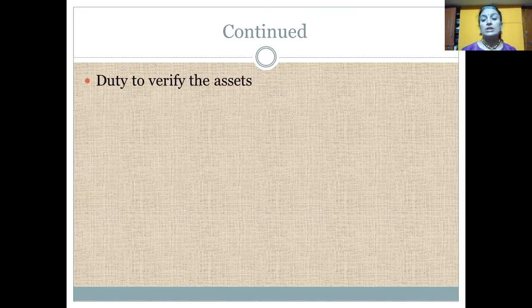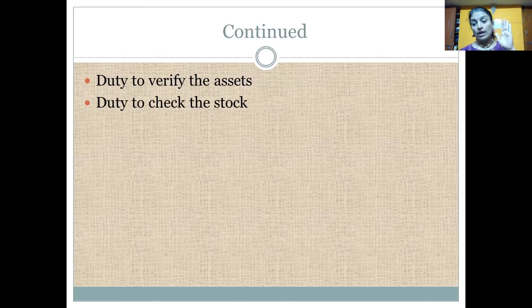Duty to verify the assets. So books of accounts reveal the assets, but whether what is shown in the accounts is in reality or not. So physically, assets should be verified. Their market value and book value should be compared. Their depreciation should be analyzed and assessed, and land, building, machines, everything should be verified physically. Duty to check the stock, whether stock is there or not, whether stock shown in the books is real or not.